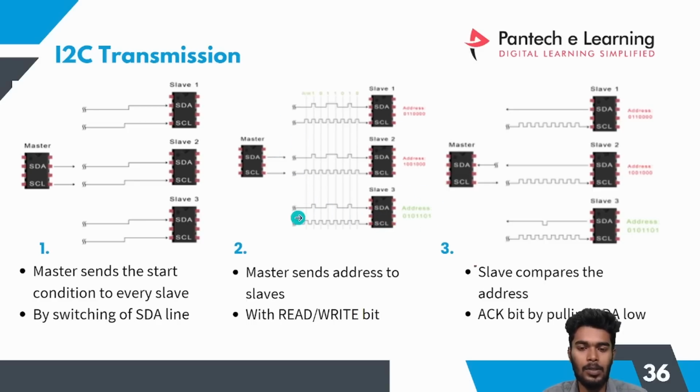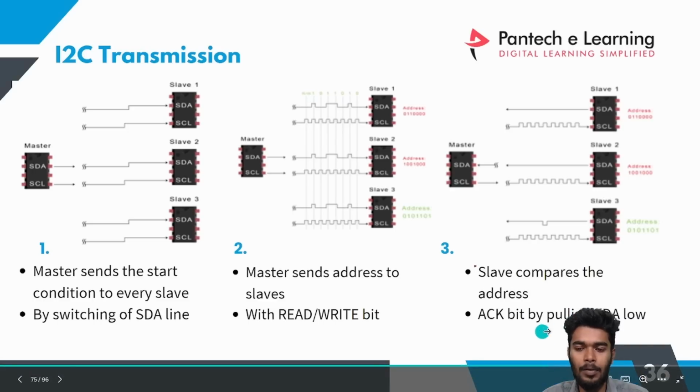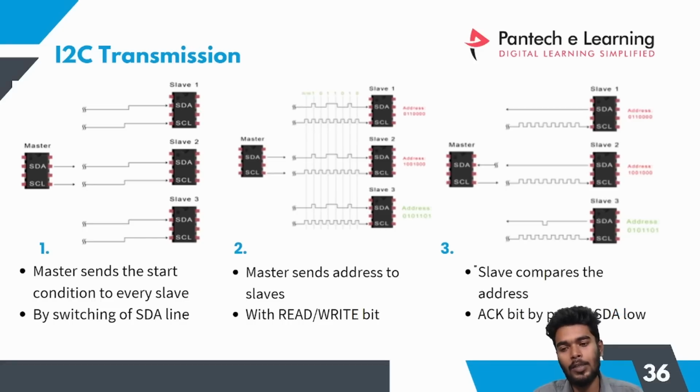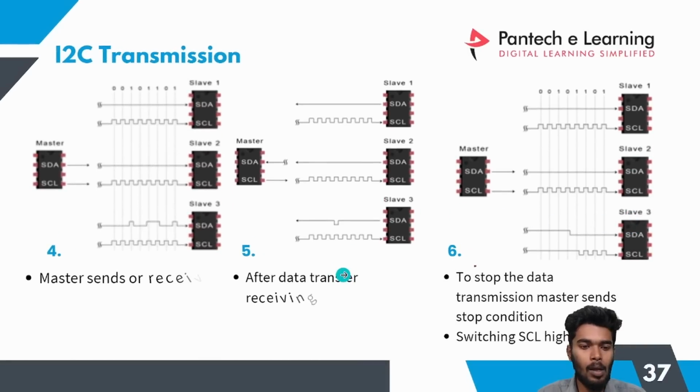Then the data will be transferred to the slave. Next, the slave will compare the address, and the acknowledgement bit is pulling the SDA low. By this, the microcontroller will know that the selected address has been matched. The next process is that the master will send or receive the data frame. This is how the serial data will be given to the slaves.